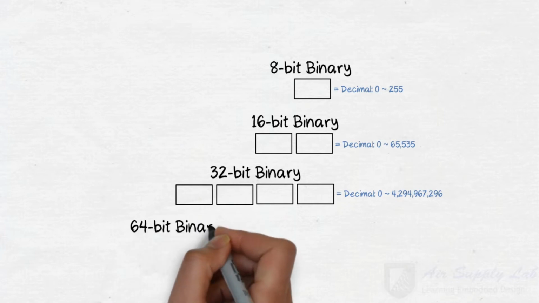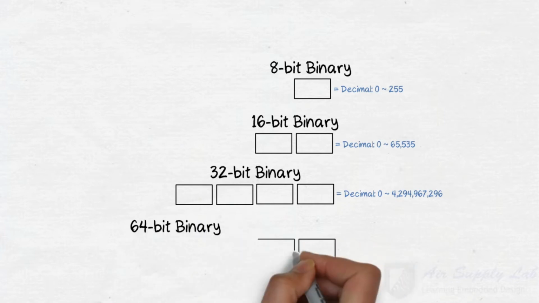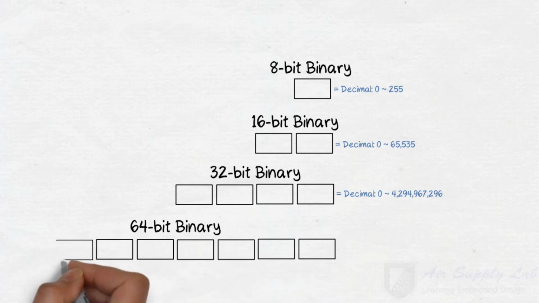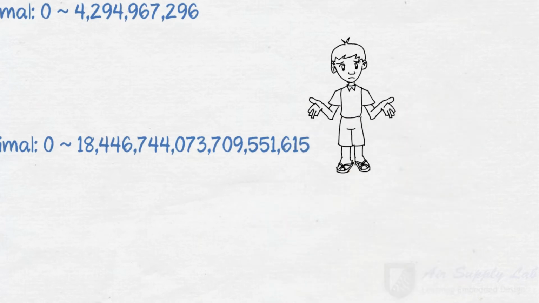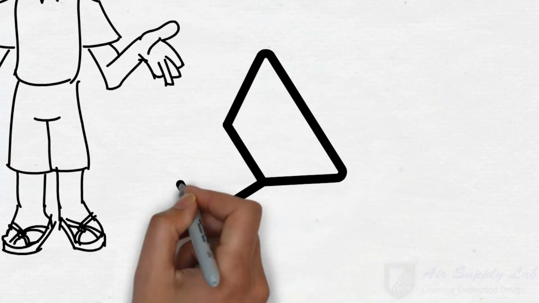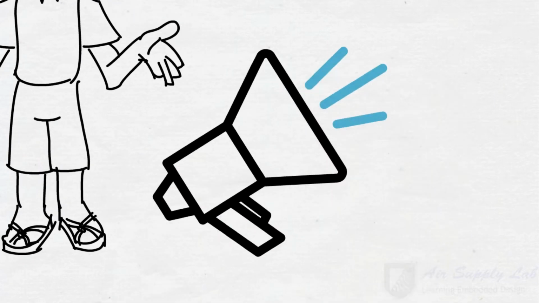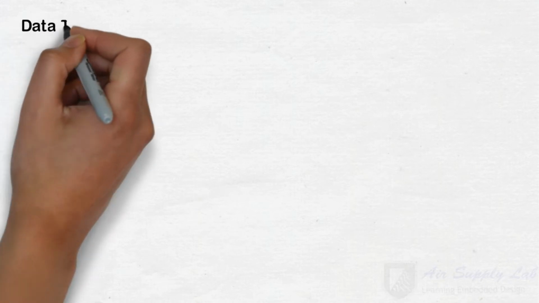To store a 64-bit binary number, it will require 8 drawers and can store decimal numbers from 0 to... I do not even know how to say this number. Let Google do it for me. 18,446,744,709,551,615.